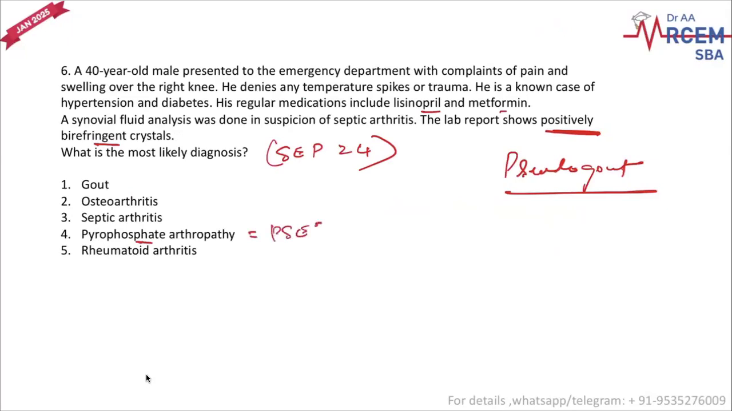Remember, they both mean the same. Do not get confused in the exam. Gout can also be known as monosodium urate arthropathy. They can call it that, it means gout. Okay, they can be interchanged. The right option here is the fourth one.